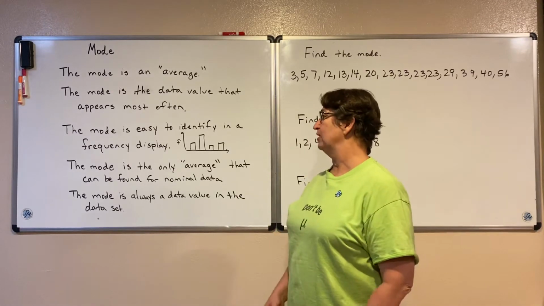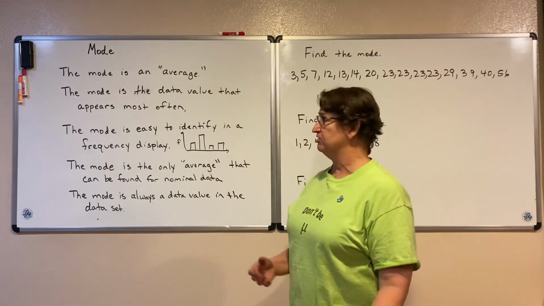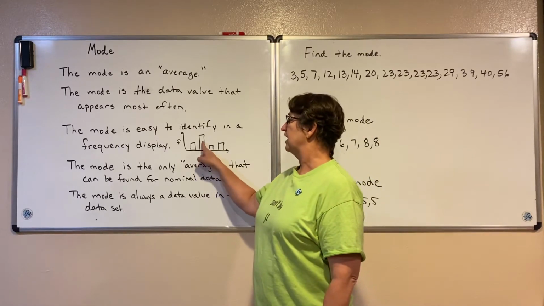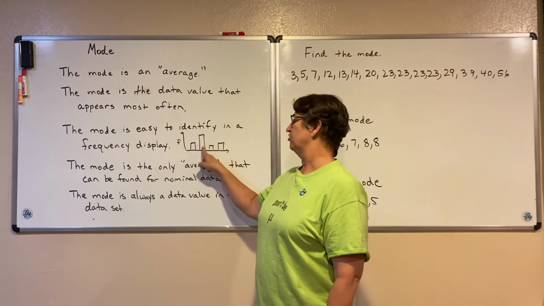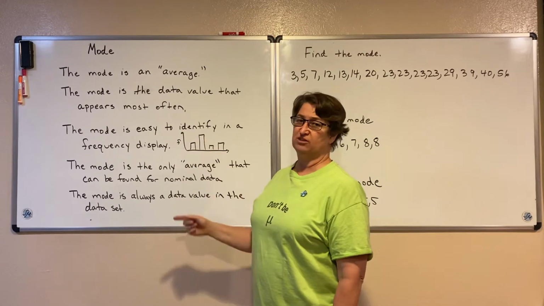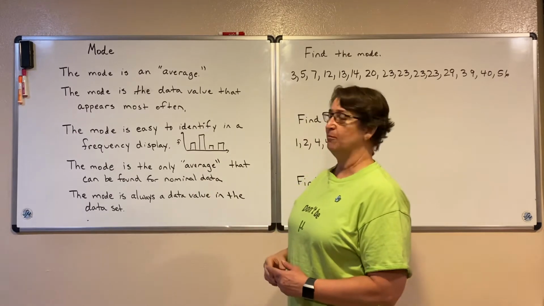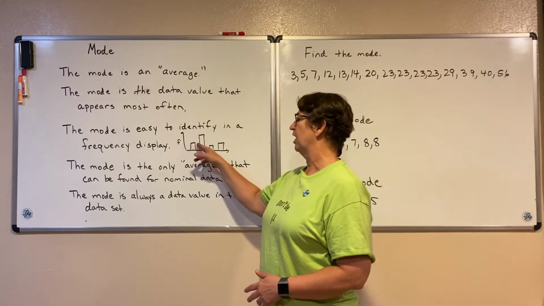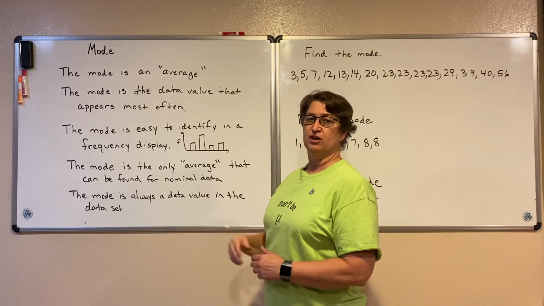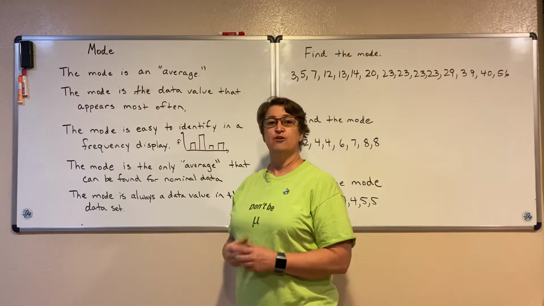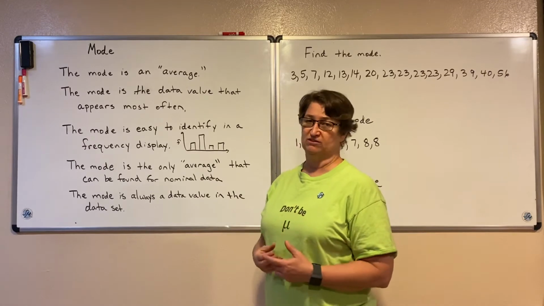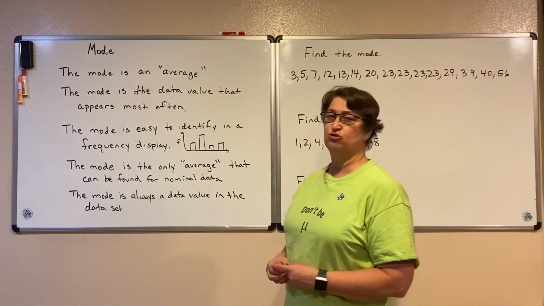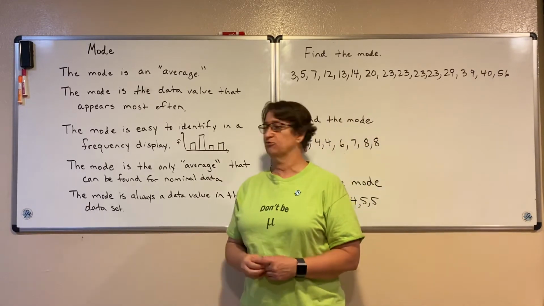The mode is always easy to identify in a frequency distribution, because in a frequency distribution, the one with the most is always the tallest if it's in a bar graph or a histogram, and even in a frequency polygon, it'll be at the tallest spot. And in a frequency table, it'll be the one that has the highest frequency. So it's always nice and easy to identify on a frequency display.